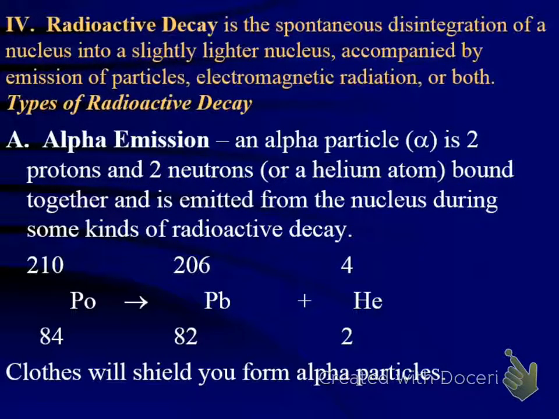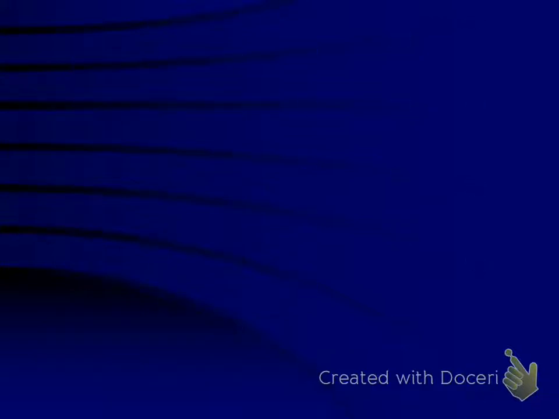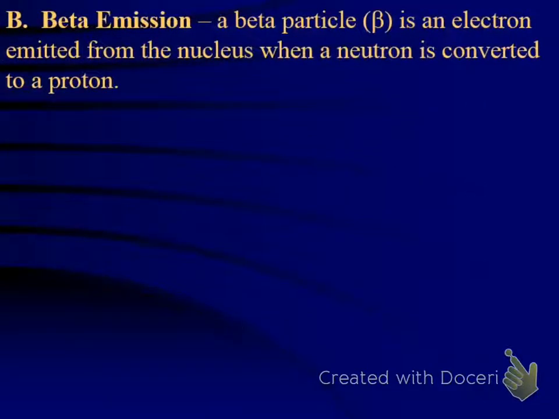Beta emission is when a beta particle is basically an electron being emitted from the nucleus. Okay? And it's converted to a proton, so it's going to change the mass. Okay, so it looks like that.